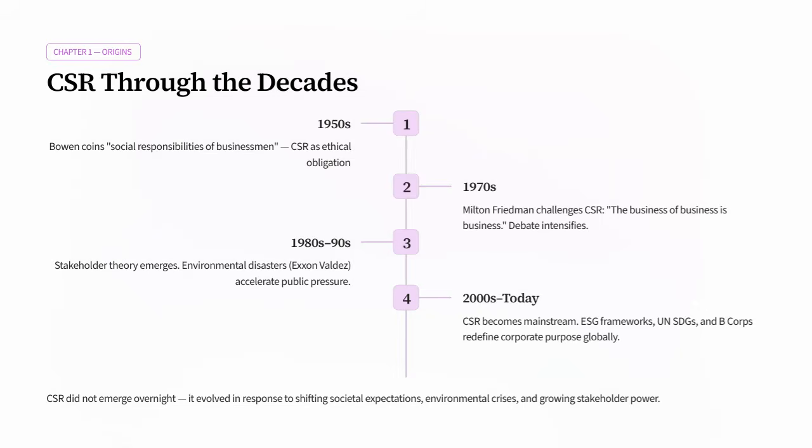Corporate social responsibility has evolved through a series of important debates and turning points. In the 1950s, Bowen framed it as an ethical obligation for business leaders. By the 1970s, Milton Friedman challenged that idea, arguing that business should focus primarily on business itself. In the 1980s and 90s, stakeholder theory and environmental disasters expanded public pressure. By the 2000s, CSR had become mainstream, shaped by ESG frameworks, the UN Sustainable Development Goals, and B Corp. Its history reflects changing expectations and growing stakeholder influence.